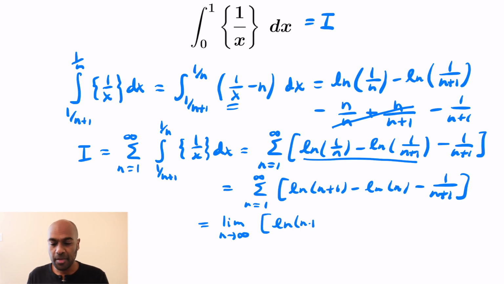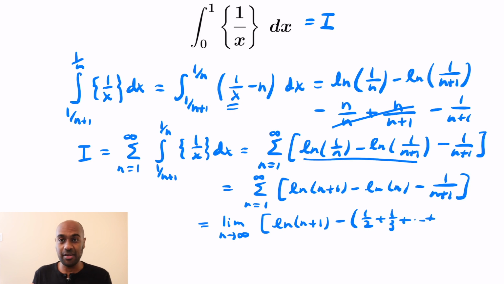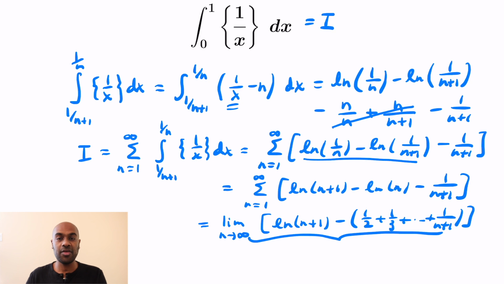Now if we look at the nth partial sum of this, all the ln's will cancel because it telescopes. We have ln of, say, 5 minus ln of 4, then ln of 4 minus ln of 3, etc. So the thing we're going to be left with is ln of n plus 1 minus ln of 1, and ln of 1 is 0. So we'll have ln of n plus 1 minus a bunch of these 1 over n plus 1 type fractions that we get as our partial sum. So the integral is the limit as n approaches infinity of everything in the parentheses right over here.